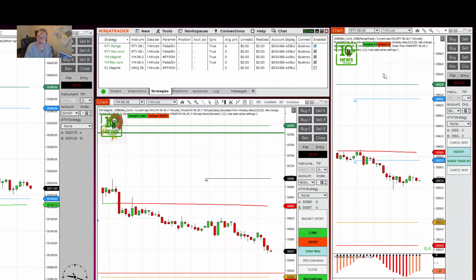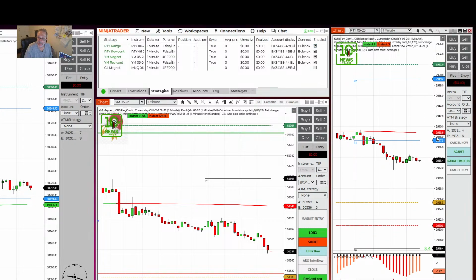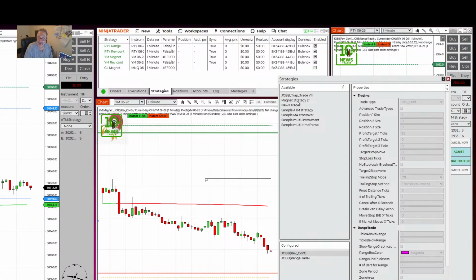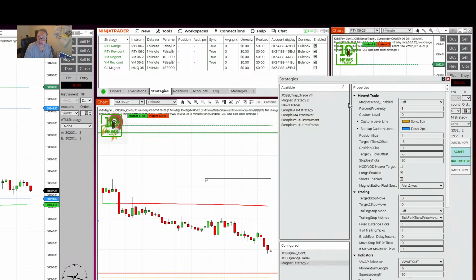The range trade has been our main RTY morning trade for many, many months. It's been a good, solid trade. Magnet lets you watch for signals after the open. So high of day, low of day, right now it's off. It'll generate signals when it says off.